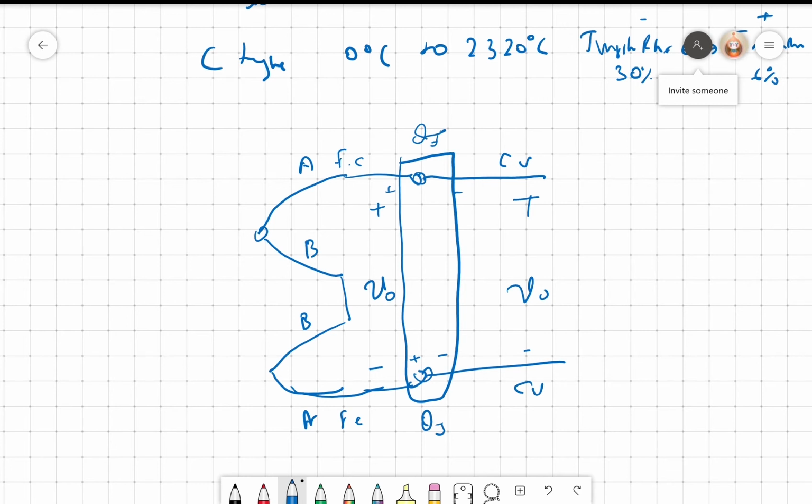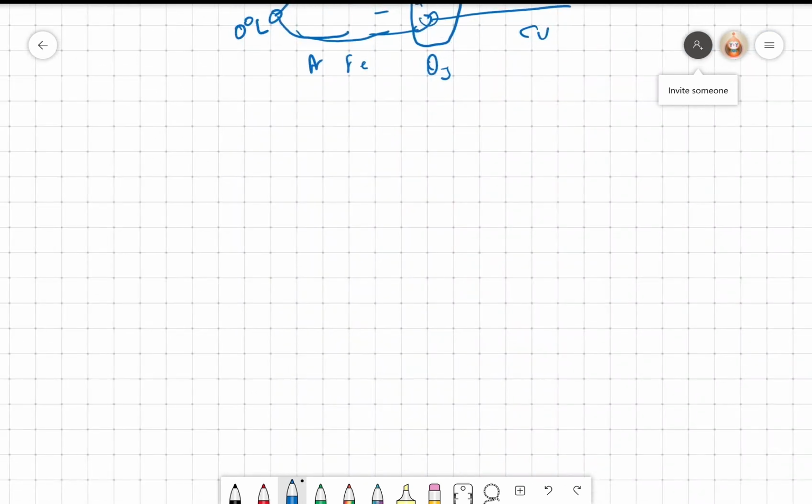So if I have different junctions, and if my junctions are at the same temperature, I do not get that affected. So the output V naught will be proportional only to theta degree centigrade, right? These properties are brought in as the laws of thermocouples. Let's look at the laws of thermocouples.